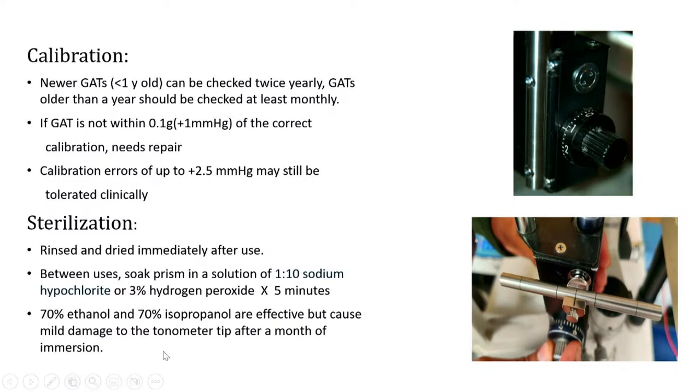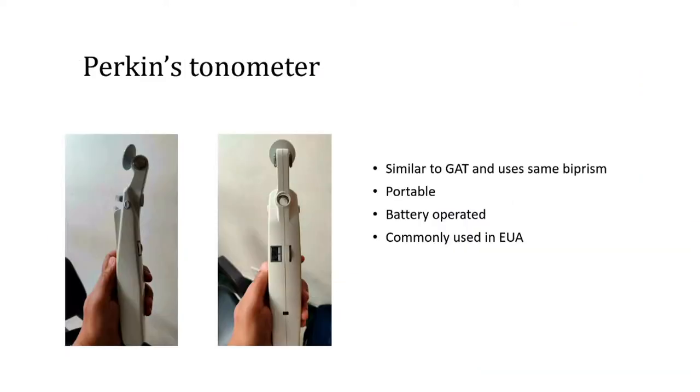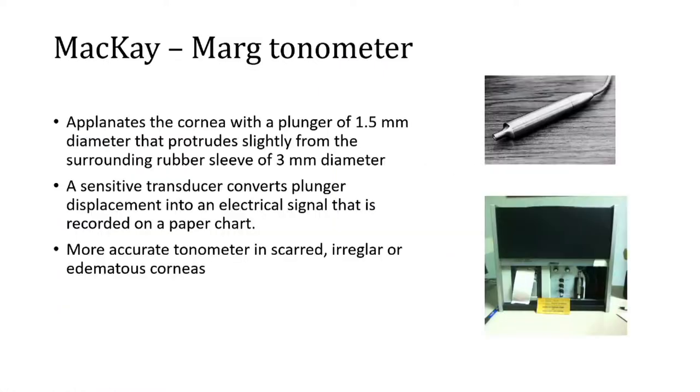So the sterilization, we all know, you have to clean it before every use. You can use sodium hypochlorite or 3% hydrogen peroxide. But whichever disinfectant you are using, make sure that the tonometer tip is perfectly dry before using it again on the next patient. Then the Perkins tonometer is similar to the Goldman applanation tonometer, except that it is portable and battery operated. That is why we use it in children or in EUA. It can be used in supine position.